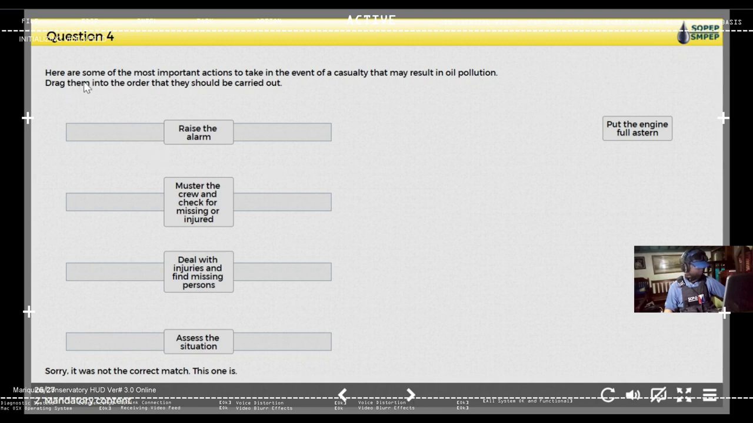So, here are some of the most important actions to take in the event of a casualty that may result in oil pollution. Drag them into order so that they could be carried out. So the first one will probably be raise the alarm. Second will be mustering of the crew and check for the missing or injured persons. Third is deal with the injuries and find the missing persons. And number 4 is assessing the situation.